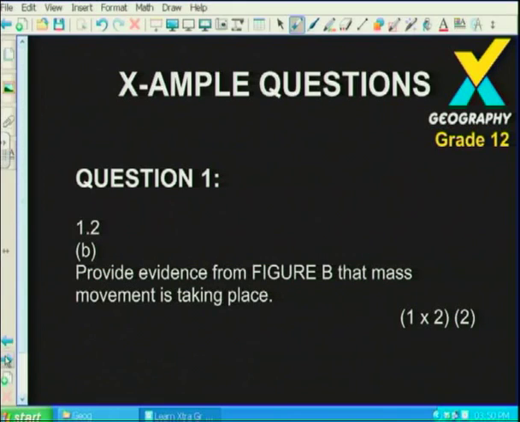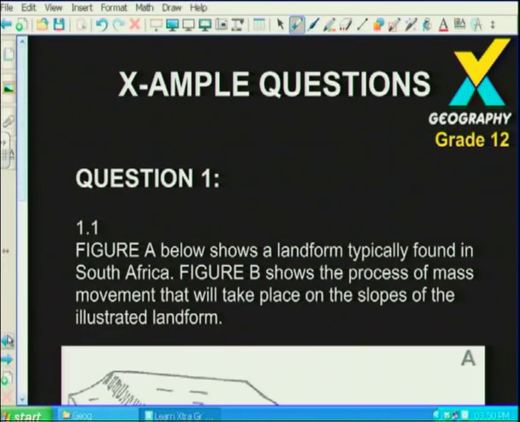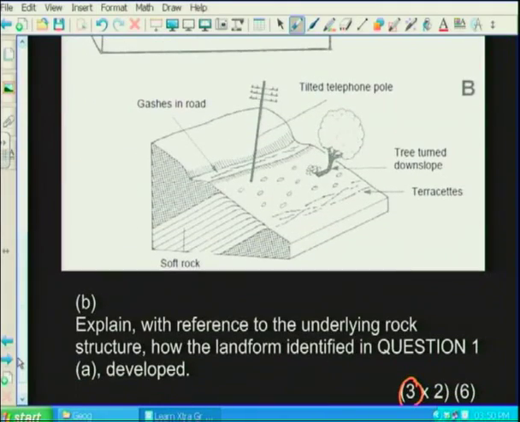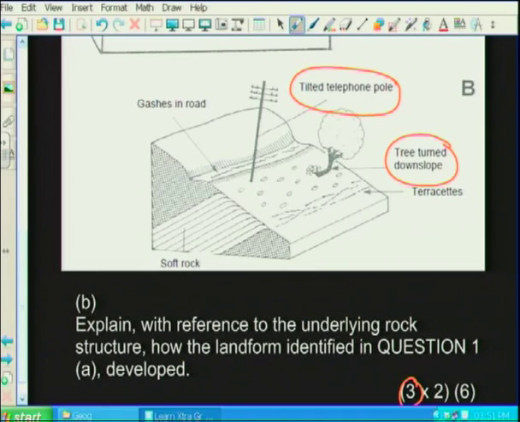Secondly, provide evidence from figure B that mass movement is taking place. And this is quite a nice question, because if we actually look at that specific diagram, we can see a lot of the answers that they want are written in this diagram. For example, tilted telephone poles would be one of the answers they need for that question. Why is the telephone pole tilted? Because mass movement has taken place, causing an imbalance in the sturdiness of the rocks below it. We've got trees turned down slope. That could be another possible answer there.